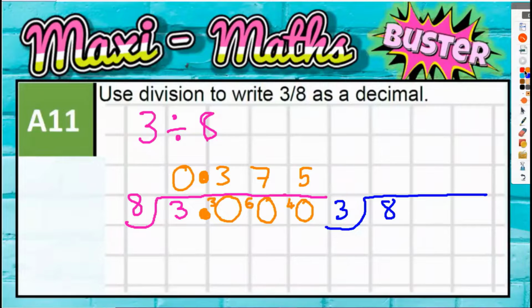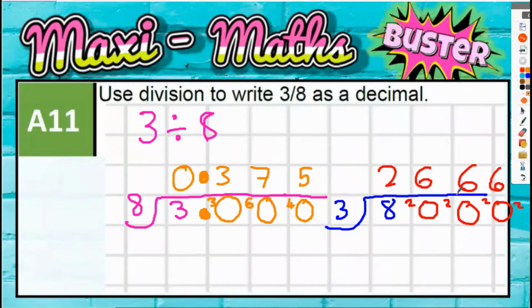If you accidentally did it the wrong way around and put the 3 in front of the bus stop method, this is what you get. You get 3s into 8 goes twice, remainder 2. You can't put the 2 in an empty column, put a 0. 3s into 20 goes 6 times, remainder 2. You can't put the 2 in an empty column, so you put a 0 to make 20. 3s into 20 goes 6, remainder 2 again.